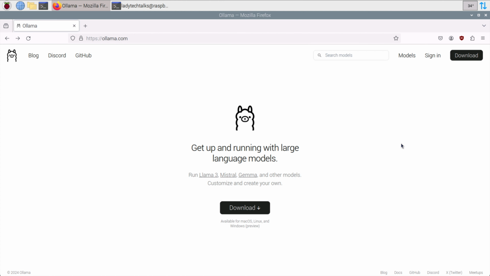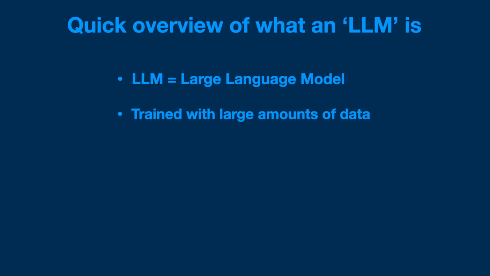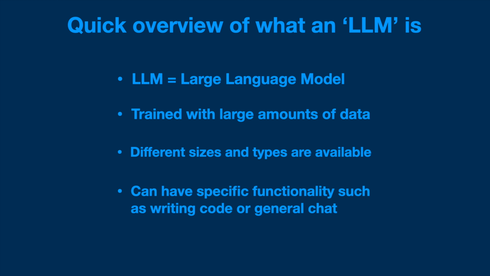So let's get going. The term LLM is short for Large Language Models. Large language models are part of artificially intelligent processors to generate human-like text. Now, these models are trained with large amounts of data, usually gathered by the model creator. They come in different shapes and sizes and can have specific functionalities, such as writing code, or they can be more general chat-style models like Meta's Llama 3 or OpenAI ChatGPT. When we run our local AI system, we will use a number of different large language models to demonstrate their functionality.